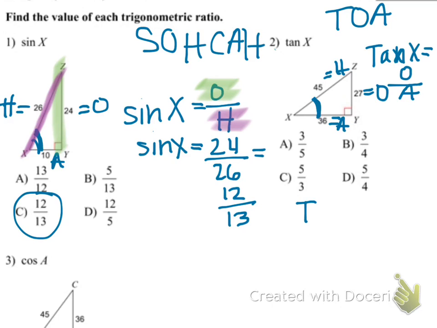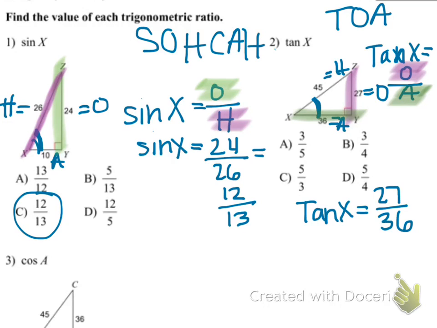Okay, so now I have tangent x, and I'm going to replace my O and my A with the numbers. Here's my opposite side, so I'm going to replace O with that one. And here's my adjacent side, so I'm going to replace A with 36. I'm going to write that down. I have 27 over 36. Now I could take a 9 out of both of these, so I divide each by 9, and then I get 3 over 4. So your answer here would be B.